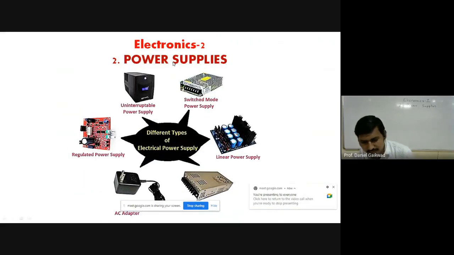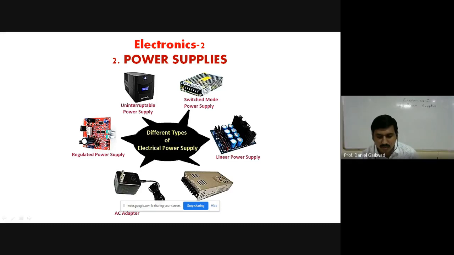Okay, check carefully. In the image we have the different types of power supply. For example, uninterruptible power supply, that is UPS, then switch mode power supply, that is SMPS. In case of computers this power supply is used. Then we have linear power supply, and these are the other power supply, regulated power supply. Then we have the mobile charger, etc. So these are the power supplies which run the electronic circuits.